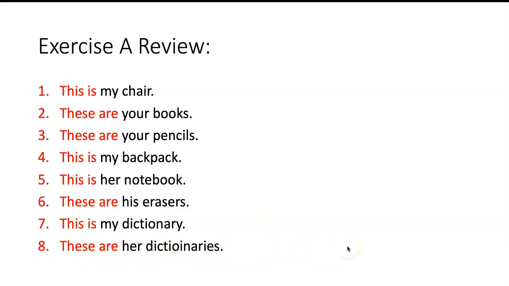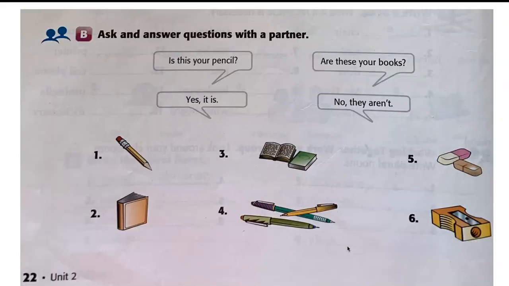Okay? So here we are going to continue with the next. Okay, so here you have ask and answer questions with a partner. Because you don't have a partner, you are going to write, okay? So you are going to write the question using is this or are these, and you are going to answer with yes it is or no they aren't, okay? So you can answer with positive or negative answers. It's okay, both are okay.